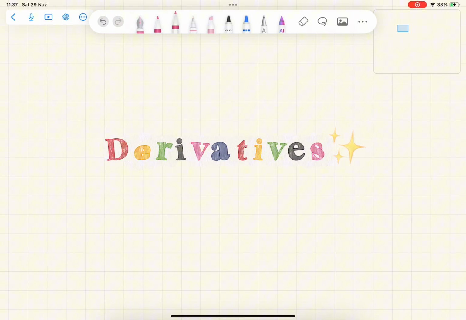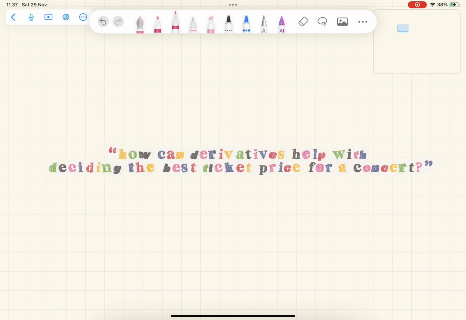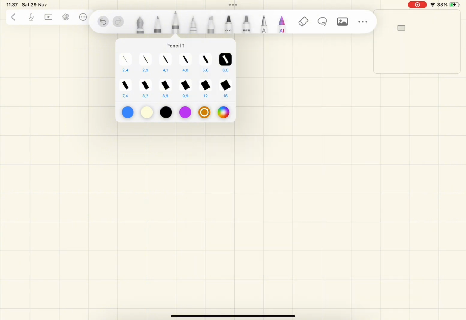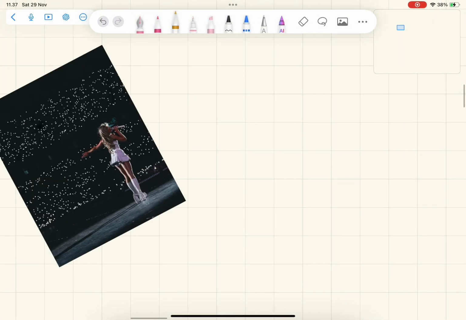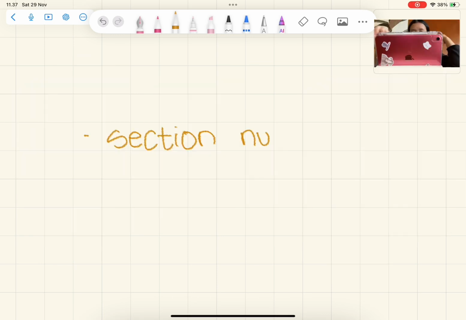Today I'm going to be talking about derivatives, or as in Indonesia we call it Turunan. We're going to look at how derivatives can help us set the best price for concert tickets: math meets concerts, economics, and also your favorite K-pop group.